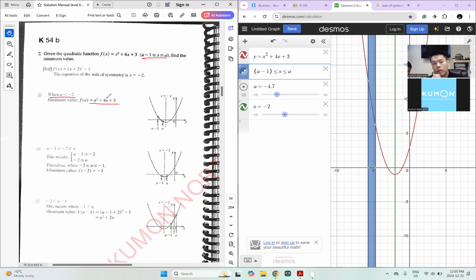Fully? Good. Okay, now, second scenario over here, which is when a minus 1 is smaller or equal to -2, and -2 is smaller or equal to a. How come before this, a minus 1 was on the left, x in the middle and a on the right side, but this case is -2 here? So let me use the graph to understand this, okay?